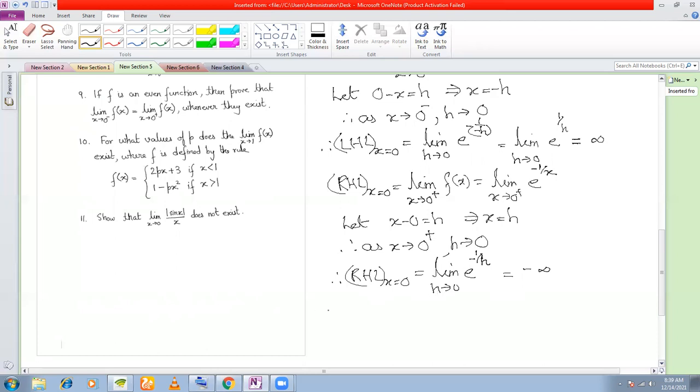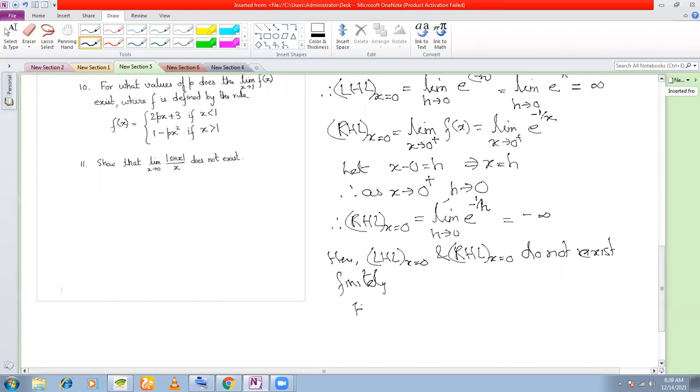So what do you see? Here left hand limit at x is equal to 0 and right hand limit at x is equal to 0 are not equal, and do not exist finitely. And if they do not exist finitely, we say that the limit does not exist. Limit x tends to 0, e to the power of 1 by x does not exist, right? And that is what we had to show.